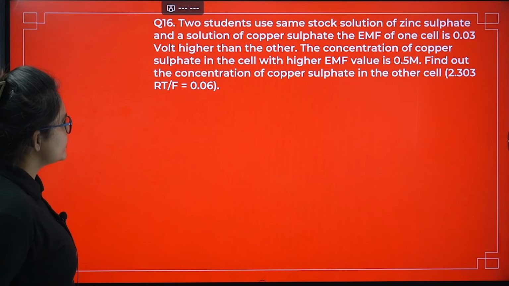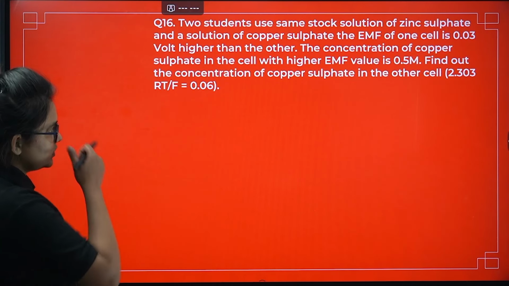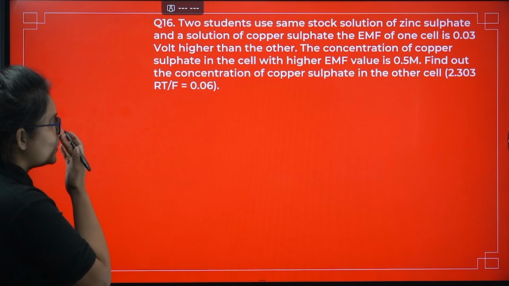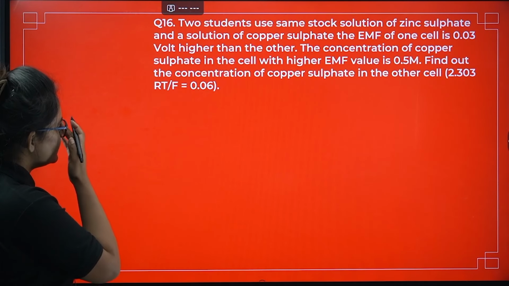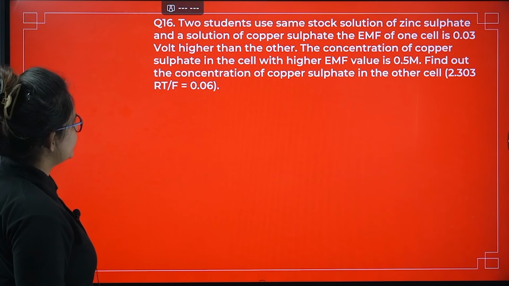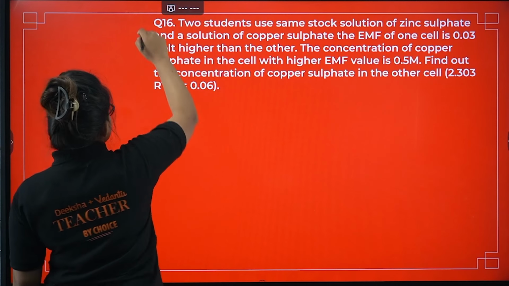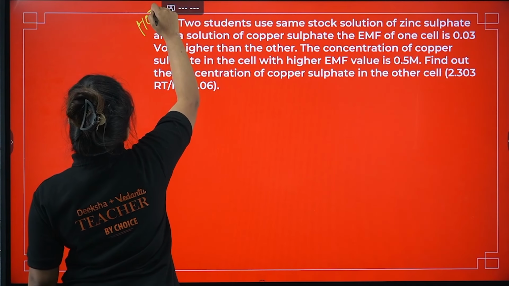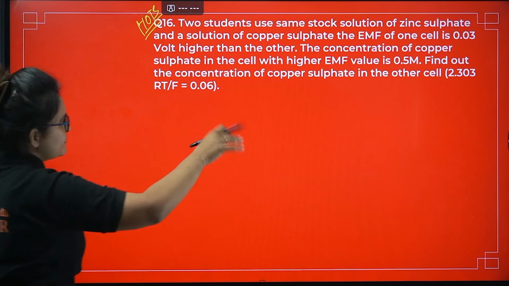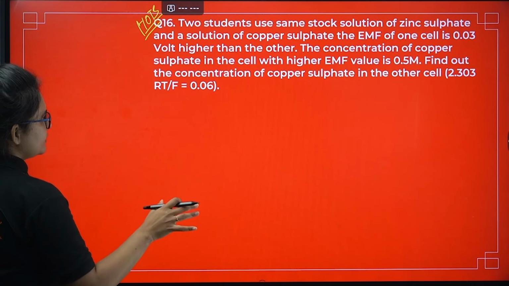The EMF of one cell is 0.03 volt higher than the other. The concentration of copper sulfate in the cell with the higher EMF value is 0.5 molar. Find out the concentration of copper sulfate in the other cell. This is basically a HOTS level question. It's really difficult. You have to just find out the EMF of the two different cells, subtract the values, and you will get it.